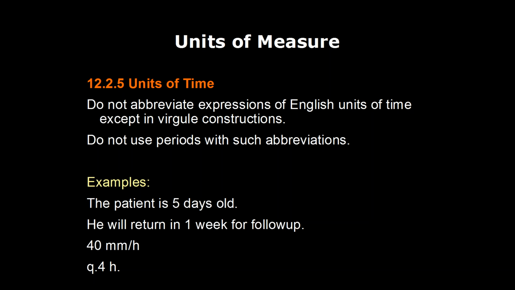But I wanted to point them out because you will see them, and these are actually exceptions or examples as well. So generally speaking, the rule that we're talking about is that we don't abbreviate expressions of units of time, English units of time, except in virgule constructions. So that's what they're talking about. That's why you're allowed to use the H there, for a number of reasons, not the least of which is this rule, but also that Latin abbreviation rule as well. So virgule constructions, and that's a Latin abbreviation. So we're going to move right along, and I know you're going to have questions.